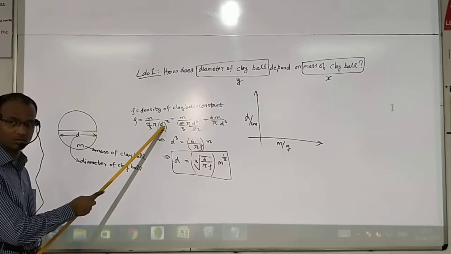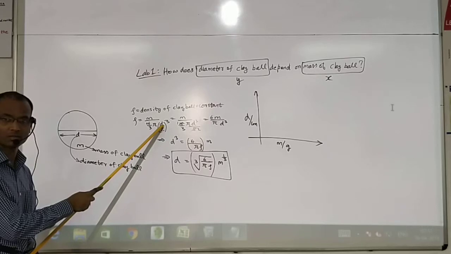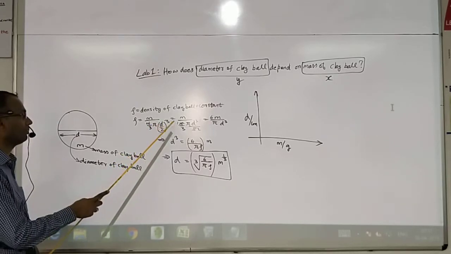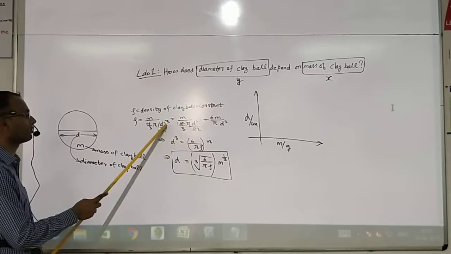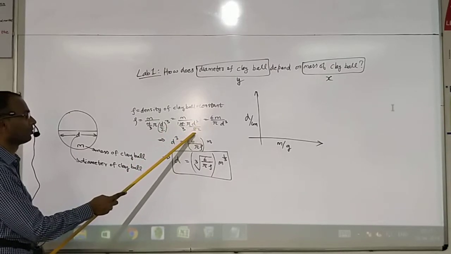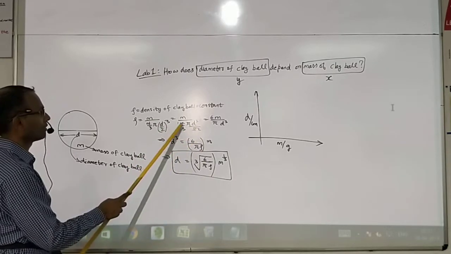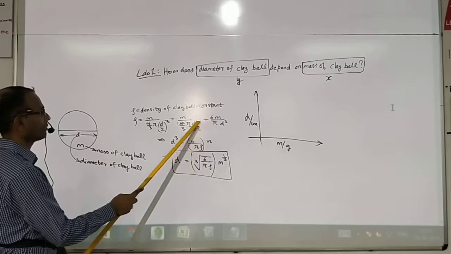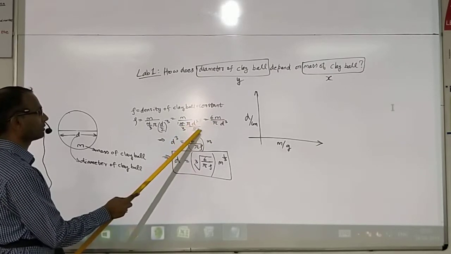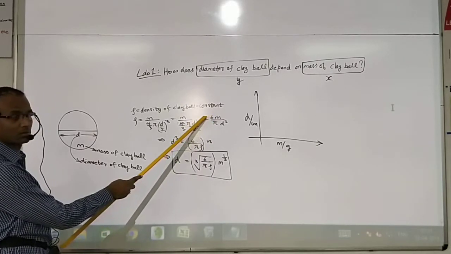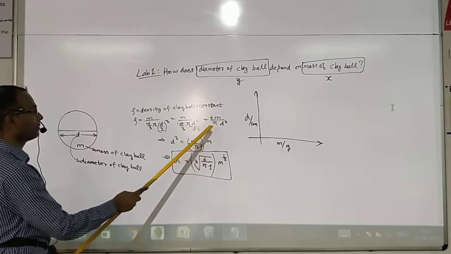Are you following? If anything is not clear, please ask. So rho equals mass by 4 by 3 pi r cube. So when I expand the bracket, d cube by 2 cube is 8. So 4 into 2 is 8. So it becomes pi d cube by 6. That 6 came to the numerator. So it's rho equals 6m by pi d cube.